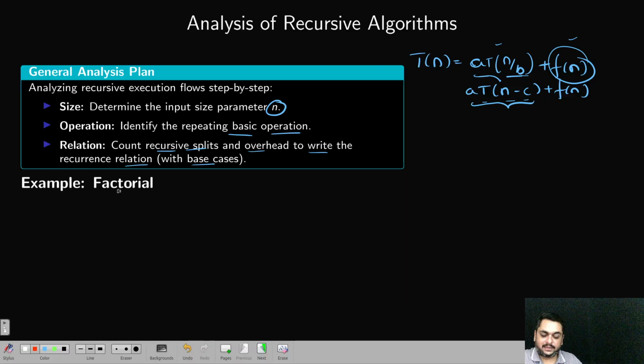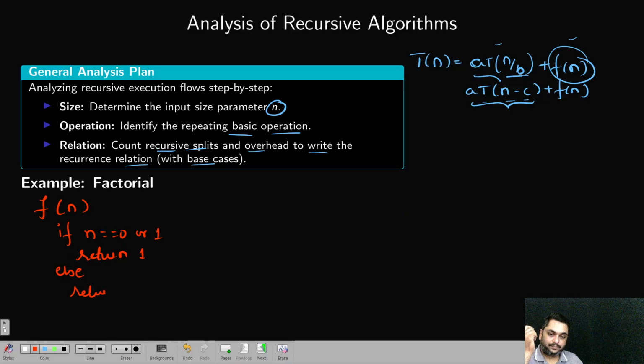That's it. Let us take this factorial example. So I'll say f(n) is the factorial function. If n equal to 0 or 1, we return 1. Else we do the recursive call, that is, return n into f(n-1). Now how will you calculate the time complexity of this? First you find out what the input size is. The input is n, and everything will be in terms of n.